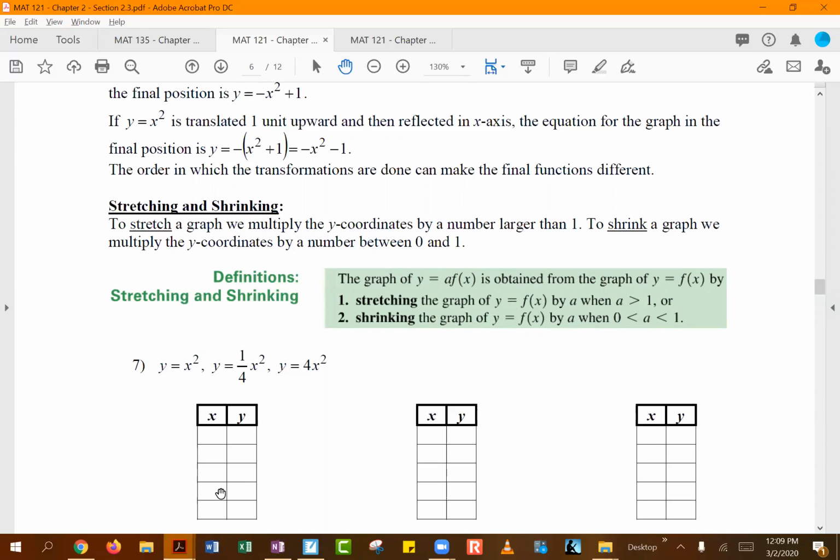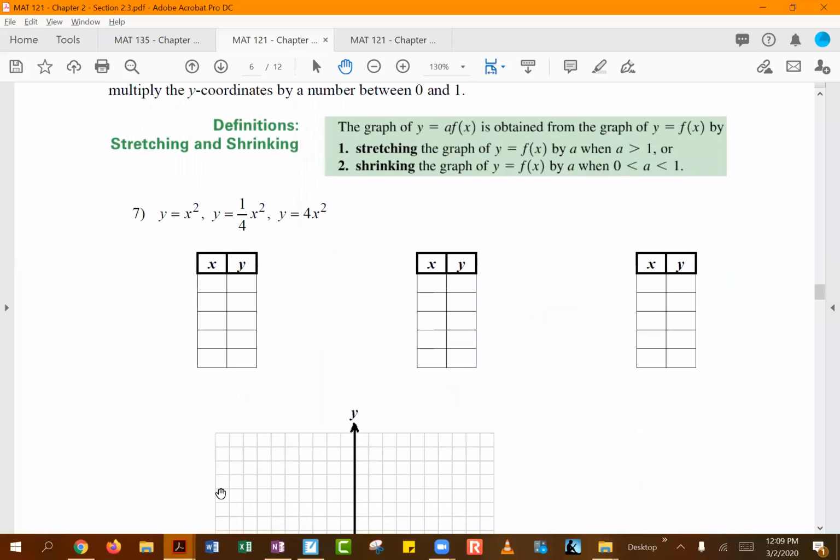So you can see in this one, we're actually including all three graphs in here. So you've got your base function, which is x squared. And then you've got the 1/4 x squared. So since that 1/4 is a value between 0 and 1, we should see shrinking happening. And then 4x squared, the number 4 is greater than 1. That's where you should see the stretch happen. Okay, so we're actually going to graph all three of them on the same coordinate plane.